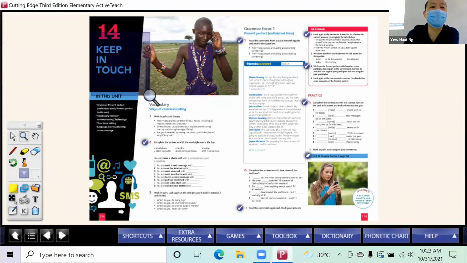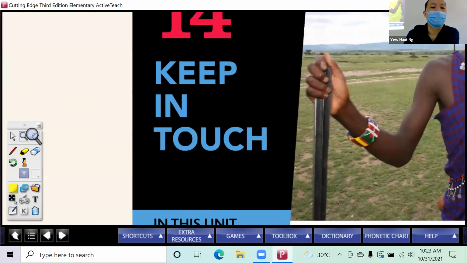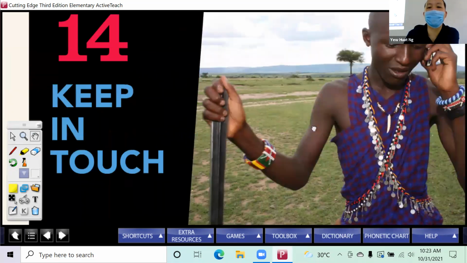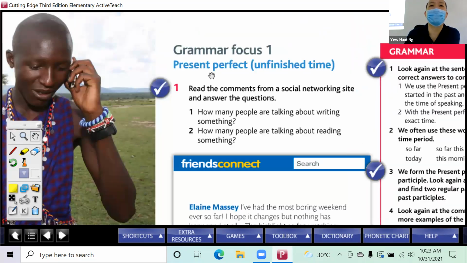So today we're looking at keep in touch. And the grammar we are looking at is present perfect. It's not difficult, but it's also not easy. But for this part, I will probably use a bit of Chinese to help you explain, so that you all can clearly understand.